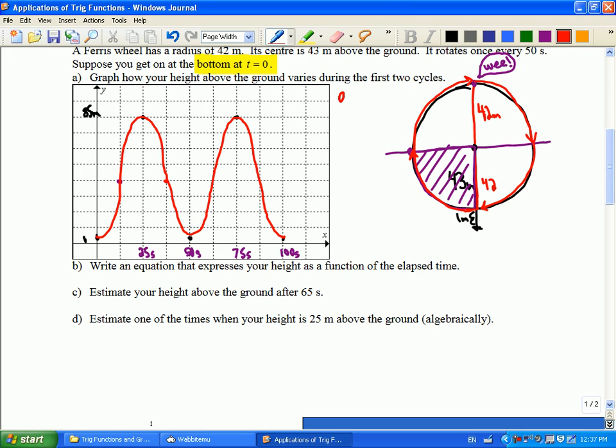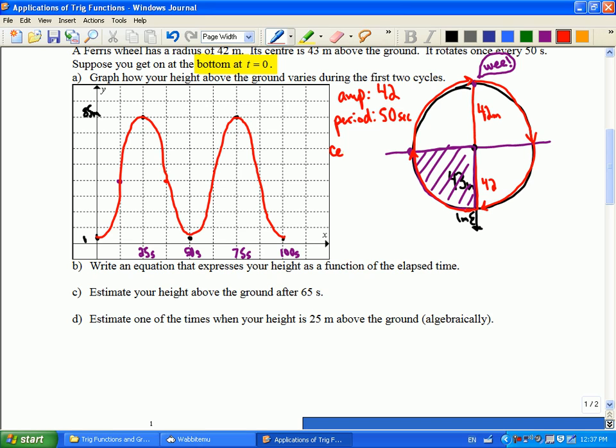What's the amplitude of this graph? How much does it go above and below the center line? Forget you're looking at a Ferris wheel. 42, yeah. It can only go up by the radius and down by the radius. So it's 42 is the amplitude. The period. How often does this Ferris wheel repeat? Yeah, every 50 seconds. All right.